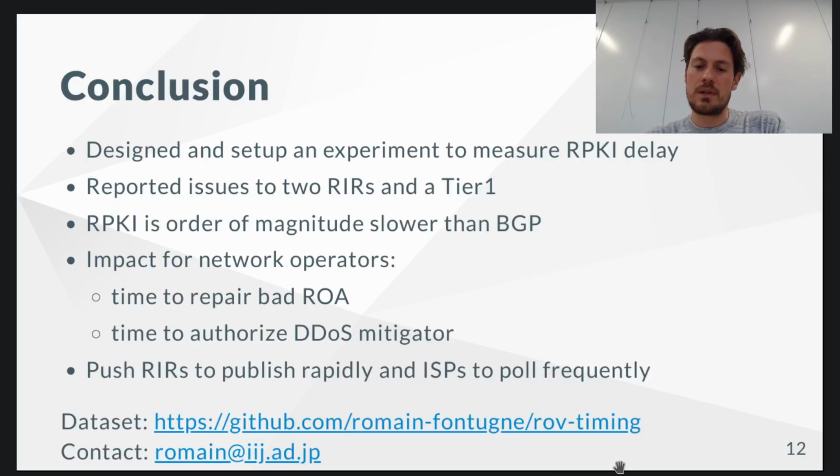Okay, this is the conclusion of this presentation. We have designed and set up an experiment to measure RPKI delay. We have discovered issues in 2 RIRs and 1 tier 1 network. We also found that RPKI is an order of magnitude slower than BGP, which can of course impact the daily work of network operators. And finally, our recommendations are for RIRs to publish ROAs as fast as possible, and of course for ISPs also that they should poll RPKI data as frequently as they can.